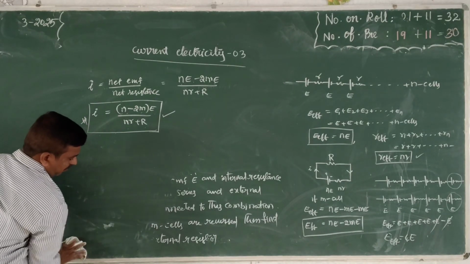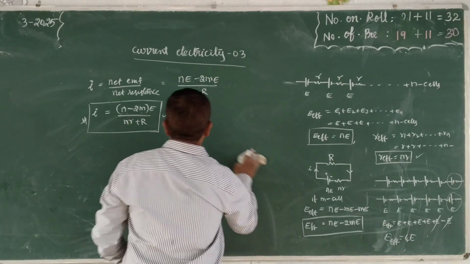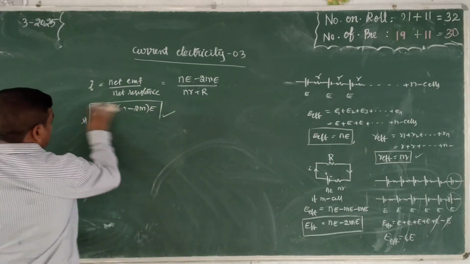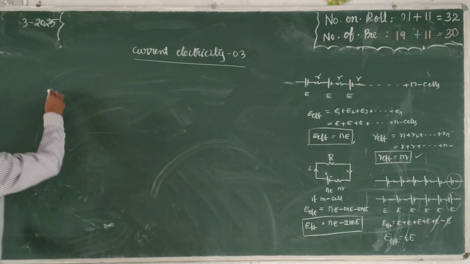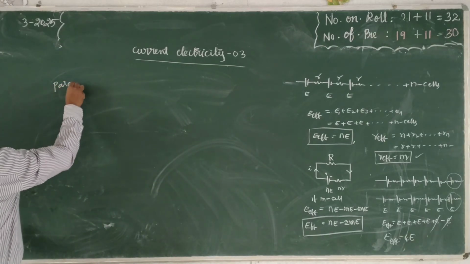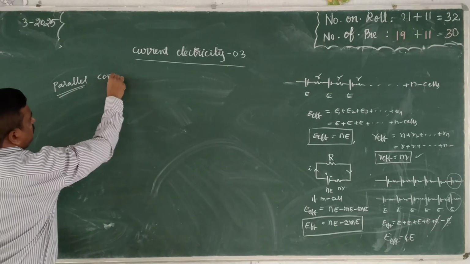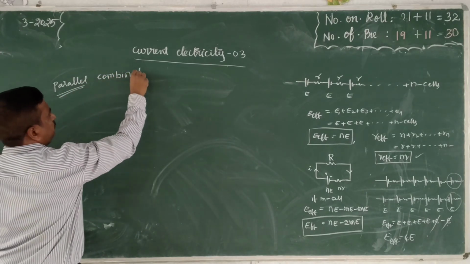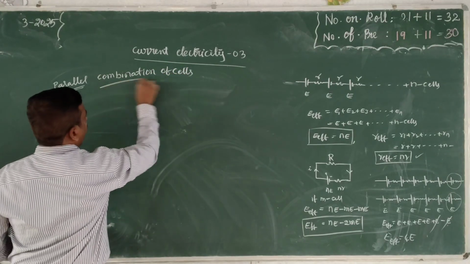Now see parallel combination. We can discuss the parallel combination of cells. Series is over, so now parallel. Parallel combination of cells.